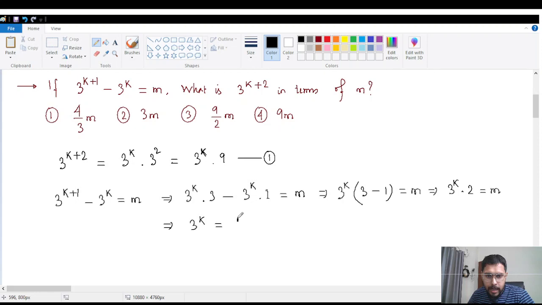So this is equation number 2. Now if I substitute this value in equation number 1, we can finally get 3 to the power of k plus 2 in terms of m, which is nothing but 9 times m over 2. And when you arrange it, this is 9m over 2, which is option number 3.